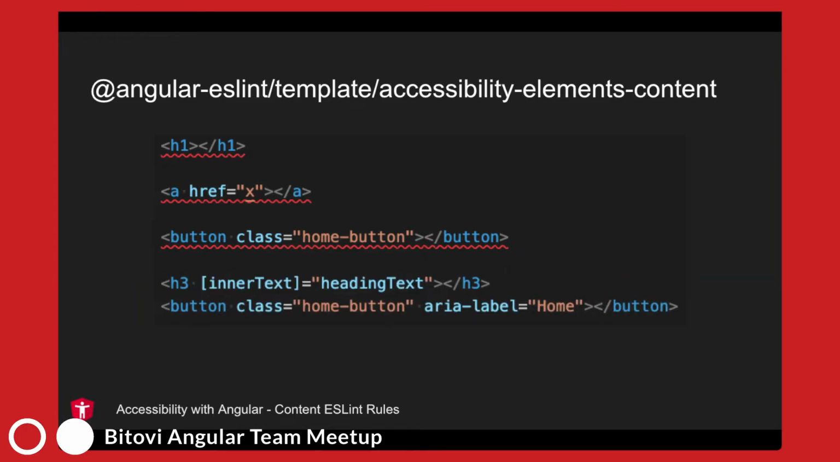So you can see here at the bottom, we've got an H3 that doesn't have any text content within it directly, but we're binding to innerText, and have copied the button from above and made it pass the rule by adding an ARIA label attribute.